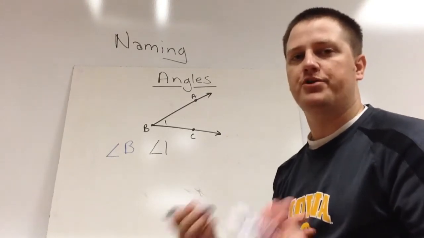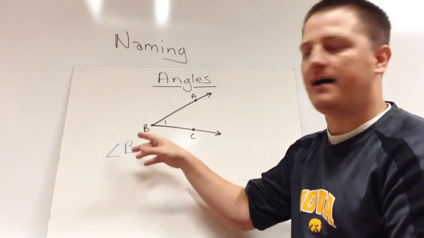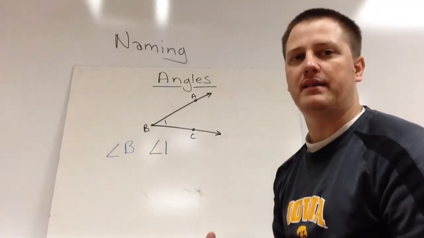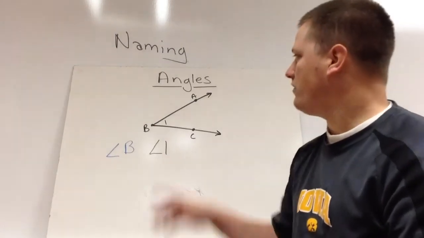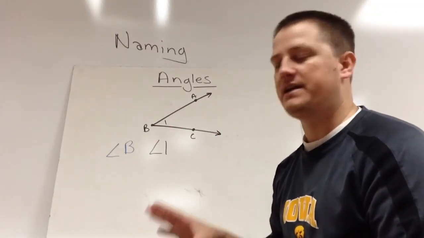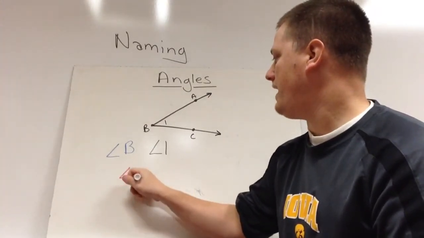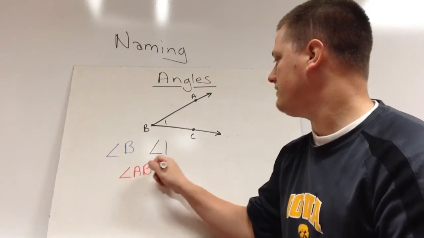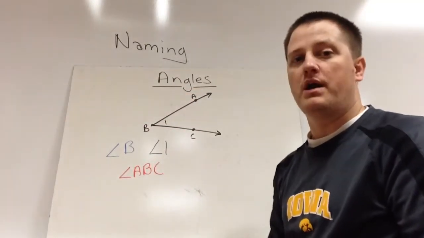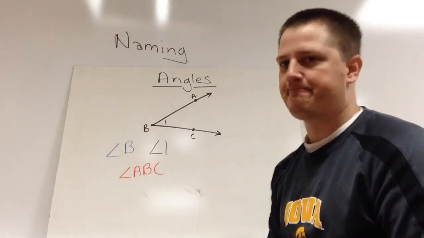Now, if multiple angles share the same vertex value, then we will typically use a three-letter system. So here, when we use the three-letter system, we always put the vertex in the middle. So the other option here would be angle ABC. There's one other option for naming this angle. Try and figure it out if you can.